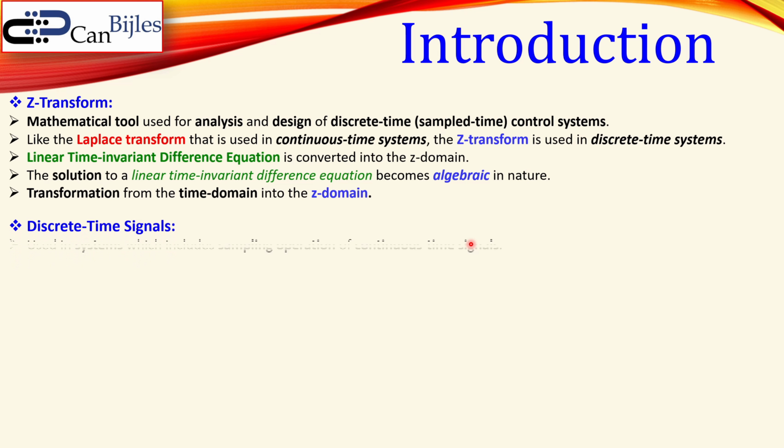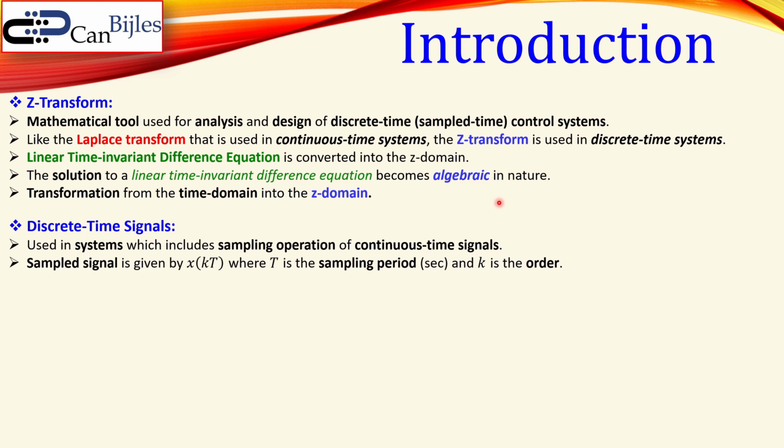Now, discrete time signals are used in systems which include sampling operation of continuous time signals. A sampled signal is given by this expression, x of kT, where the capital T is the sampling period given in seconds, and k is the order. So we have some sample, let's say the 0 sample, the first sample, the second sample, etc. So k is an integer.